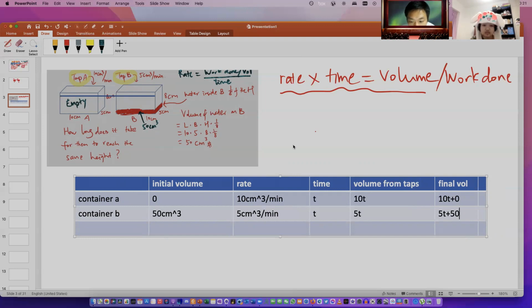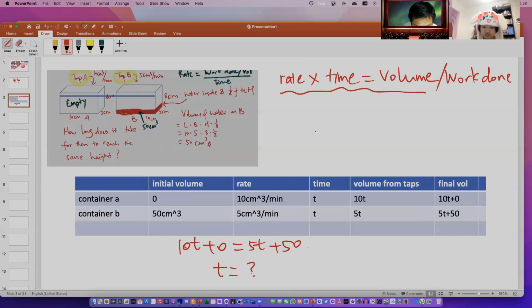So what I need to do is equate the final volume. Does it make sense now? So I just equate them. I have 10t plus 0 equals 5t plus 50. So can you help me out? What is the value for t?